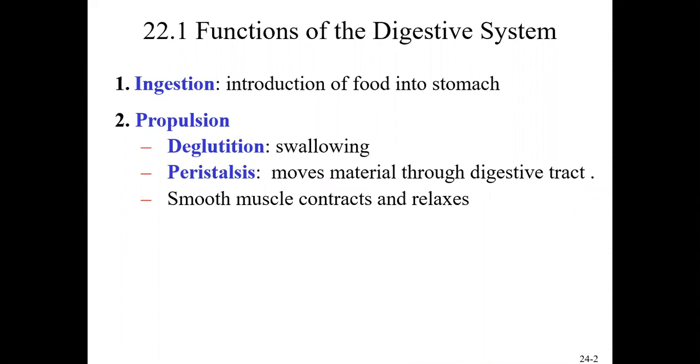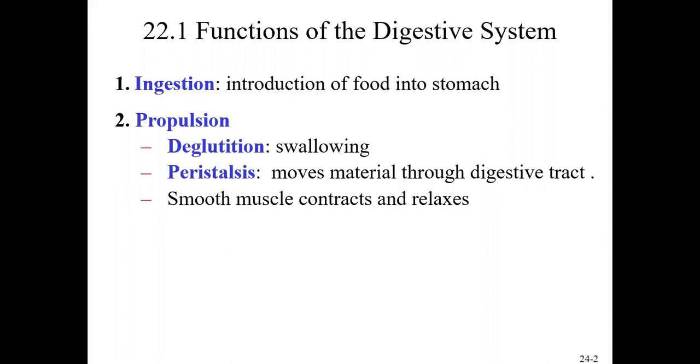For example, number one is ingestion. Part of the function of the digestive system is to get the food, introduce the food into the stomach. And of course, that begins with the mouth. Propulsion or movement. There's a couple of vocabulary words. Make sure you make a note of these vocab words. Deglutition. This is the act of swallowing, and that's a type of propulsion or movement, beginning with the mouth and swallowing food. That's deglutition.